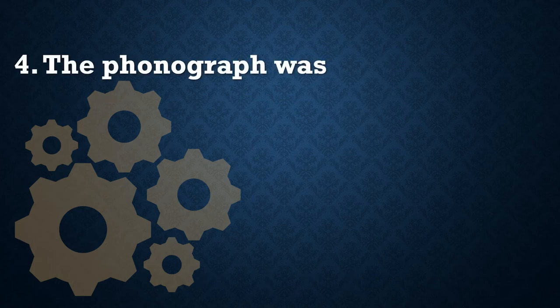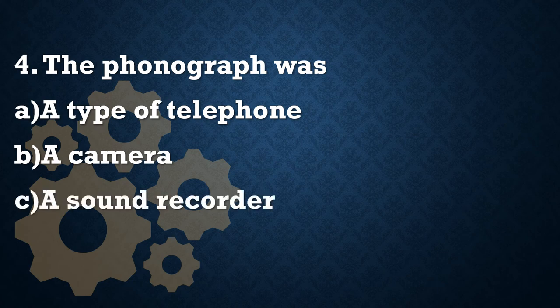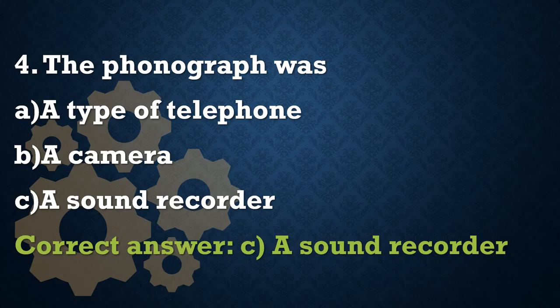Number 4 is, the phonograph was, the options are a type of telephone, a camera, a sound recorder. And the correct answer is a sound recorder. Students, I'm sure you have done these exercises in your book. Today we are just going to revise these exercises so that it's easier for you to study for your terminal examination. So let us see the next part now.